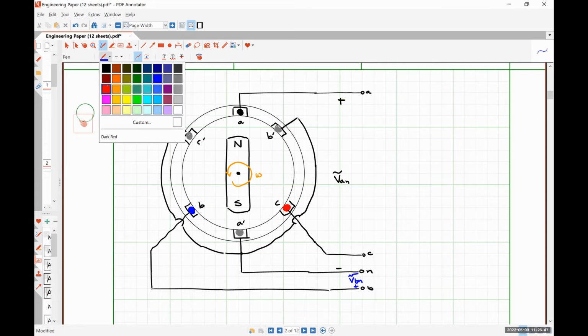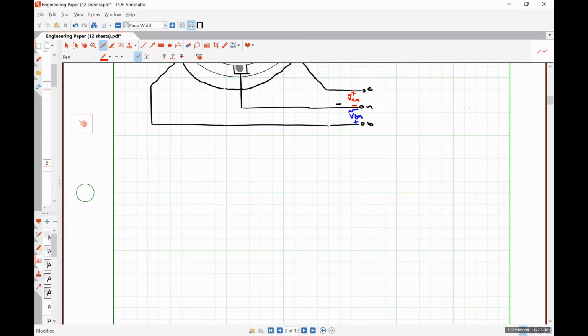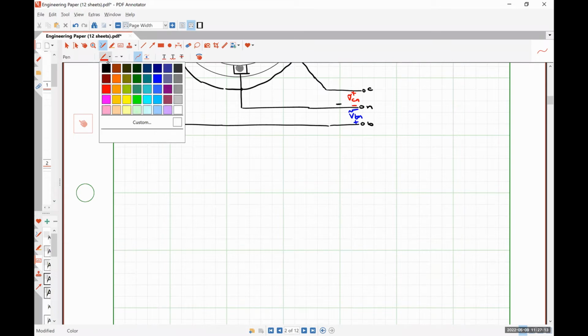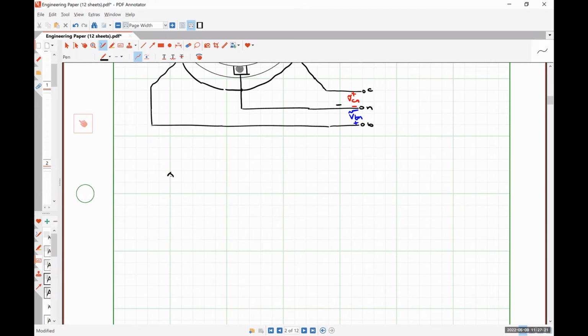And as the rotor continues to spin, eventually the north pole of the magnet will be lined up with coil C, which will in turn cause the voltage VCN to be at its maximum value. So graphically, what these voltages should look like as a function of time will be something like this. And I'm going to pre-apologize for my inability to draw sinusoids well.